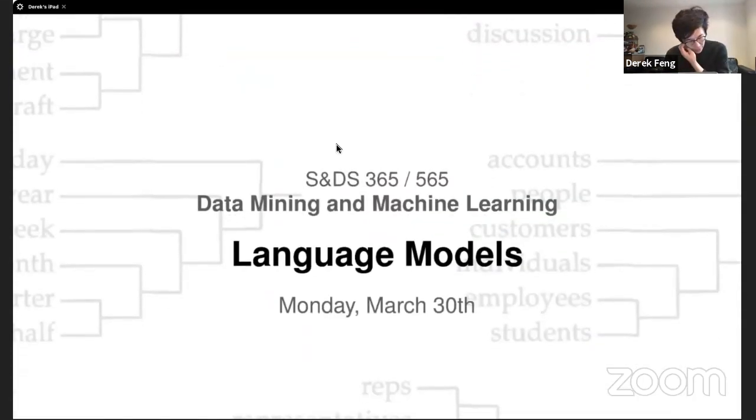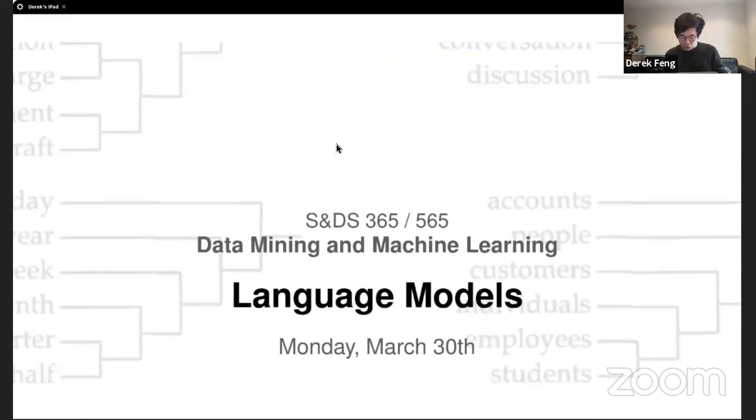Okay, so let's get on to language models. I think language models are actually a lot of fun. Whenever I introduce machine learning or the NLP side of things, a lot of the things we showcase are based on language models. So it's important to understand what they are.